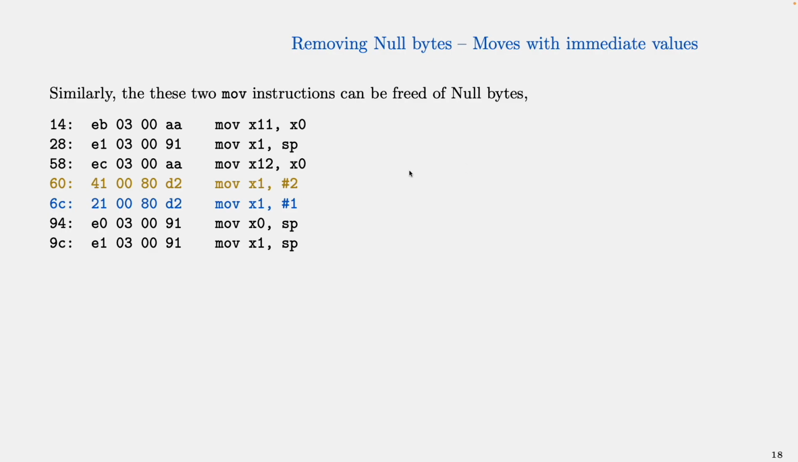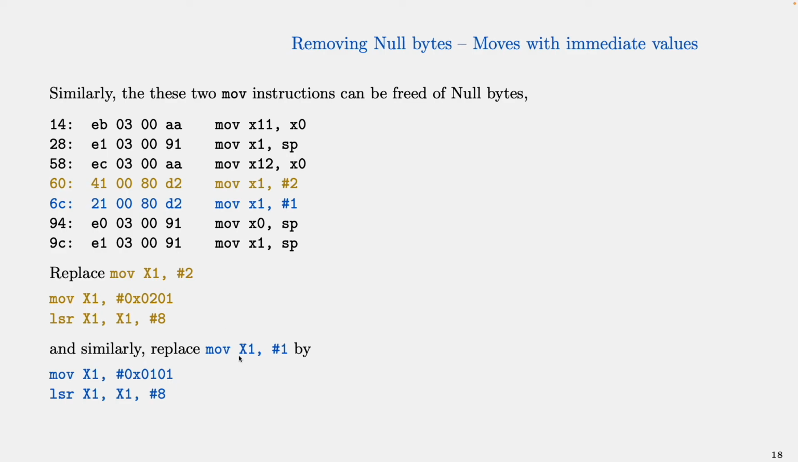Now we look at these 2 move instructions. Those are move instructions where we have an immediate value being moved into a register. And we can do something similar here. We use, again, shifts to avoid the null bytes. So instead of moving the value 2 directly into x1, we move the value hex 0201 into x1 and then shift it right by 8 bits and end up with value 2 in x1. And similarly, we replace move x1 1 by moving the value 0101 into x1 and then again right shifting by 8 bits.